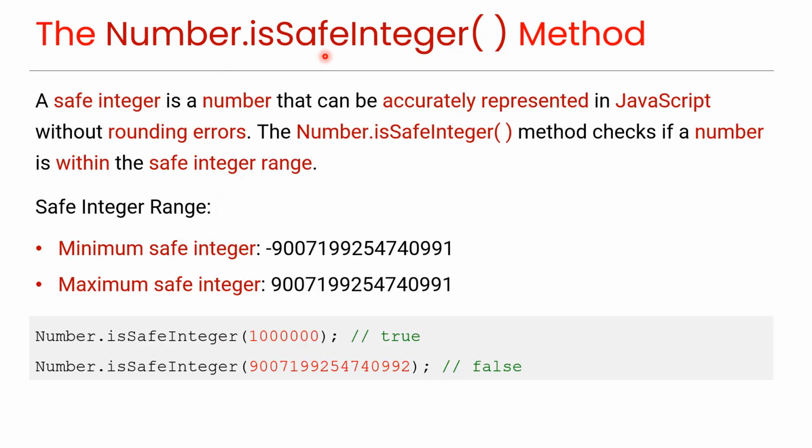The Number.isSafeInteger method. A safe integer is a number that can be accurately represented in JavaScript without rounding errors. The Number.isSafeInteger method checks if a number is within the safe integer range. Here is the safe integer range in JavaScript. For example, this code checks if this value is a safe integer, which is true because it lies within this range. And this code returns false because this value exceeds the maximum safe integer limit.